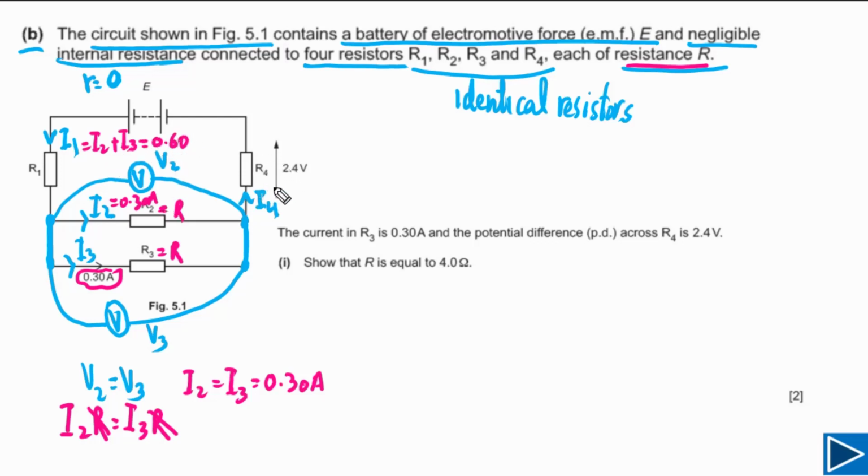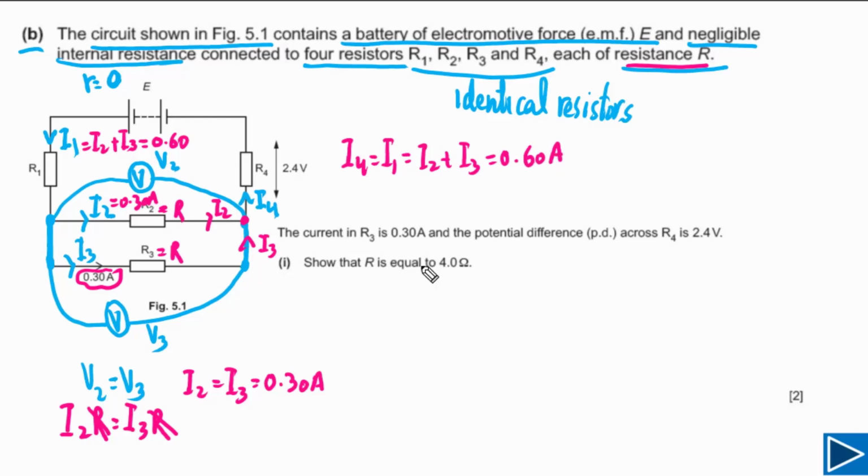Now what is value of I4? I4 also has to be equal to I1 because current entering the battery and leaving the battery is the same, or simply you can understand from here I2 is entering this junction and I3 is also entering this junction. So the I4 is leaving this junction, so this will be equal to I2 plus I3. So I4 is also equal to 0.60 amps.